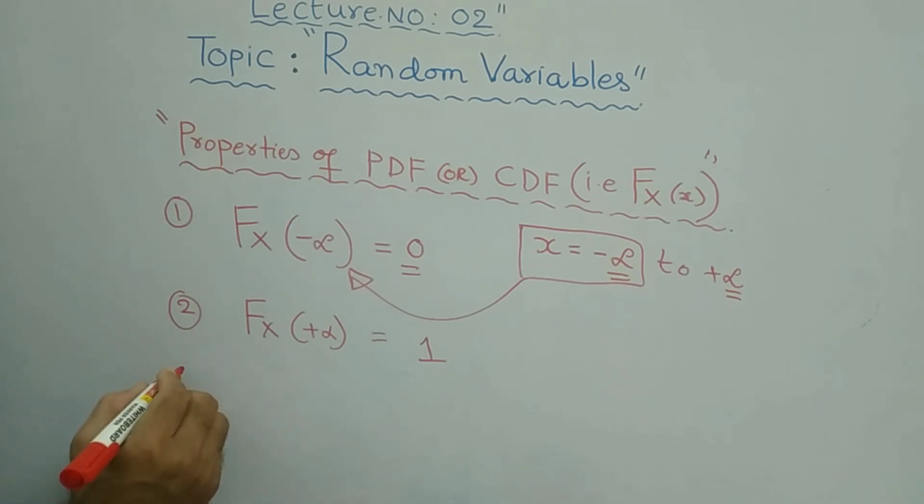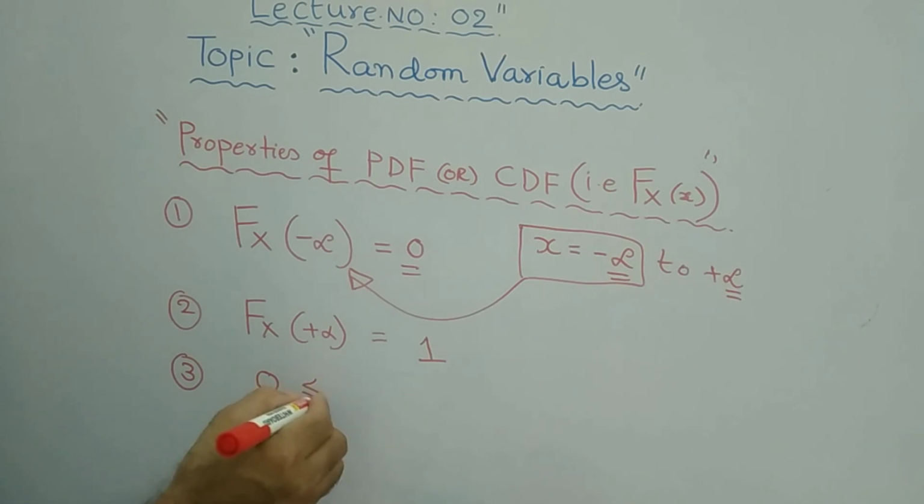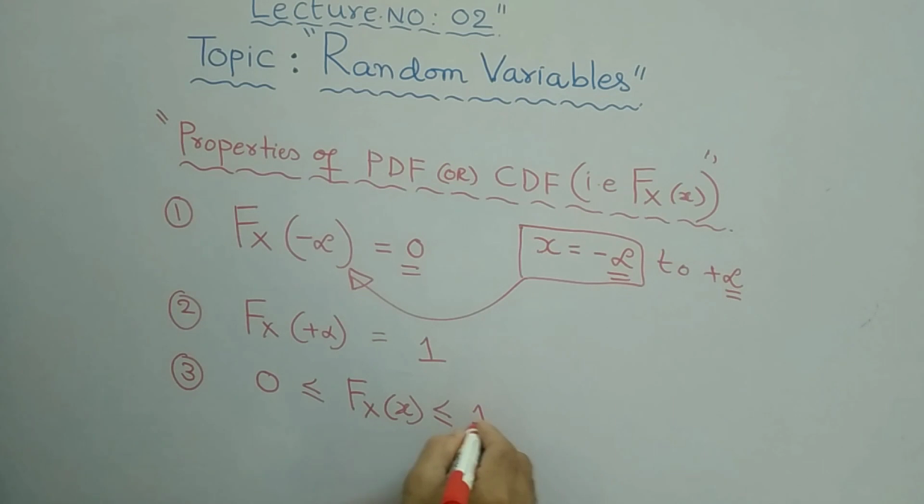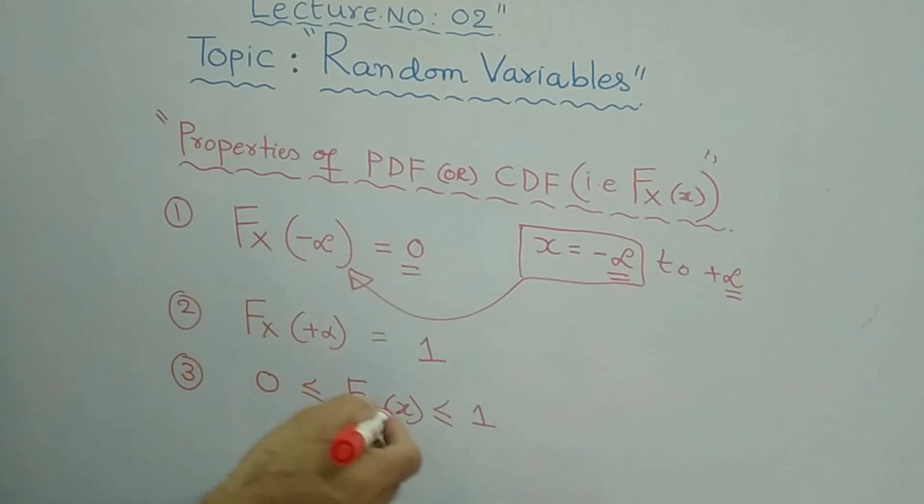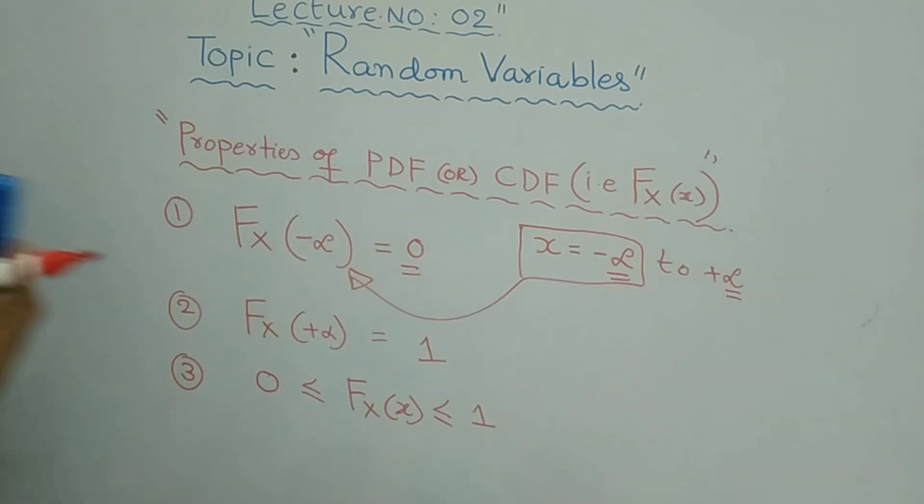Whereas the third property is nothing but the combination of property number 1 and property number 2. That is, the limits of the distribution function lie between 0 and 1: 0 is less than or equal to F_X of small x, which is less than or equal to 1. If you combine these two properties, you can write it like this. The combination of the first two properties gives rise to the third property, right?